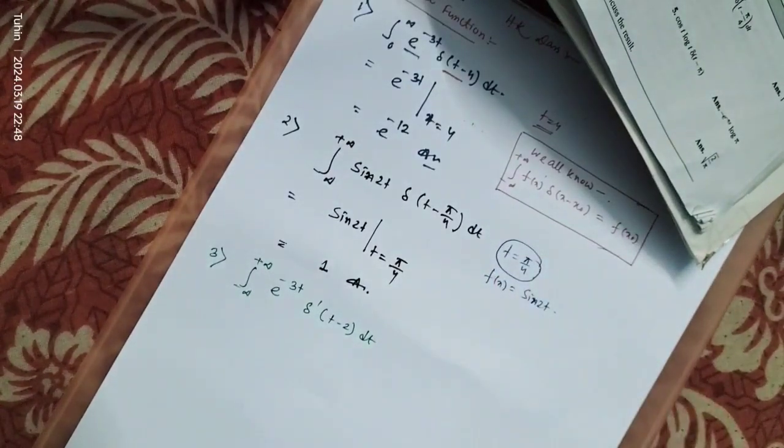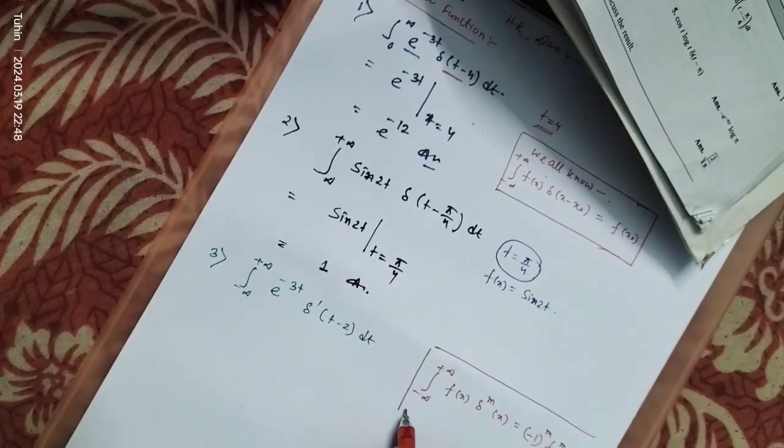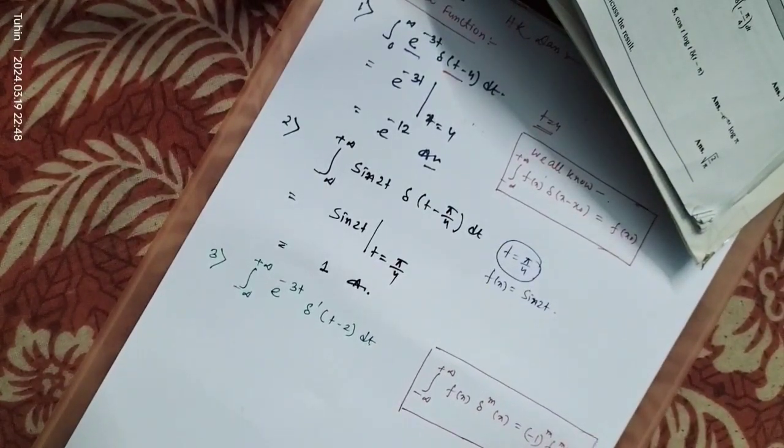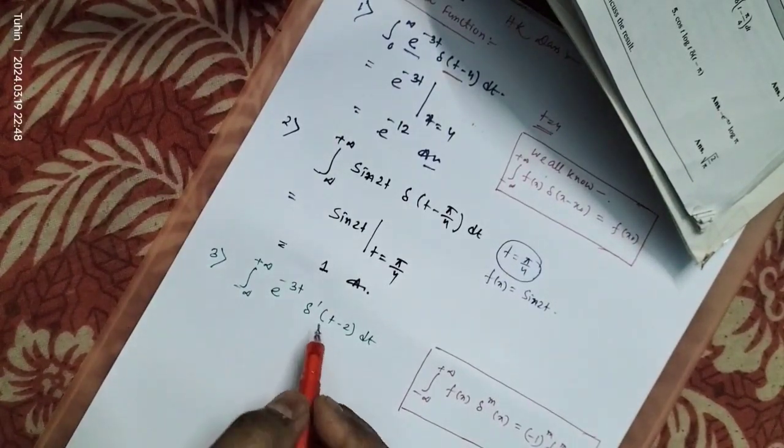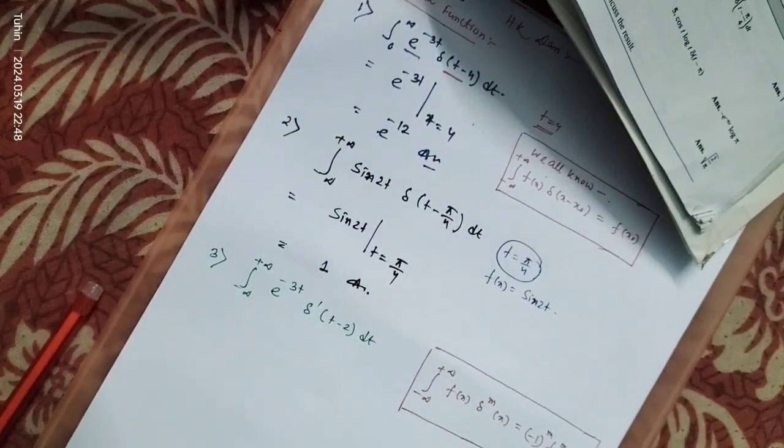But here I can't use the previous formula because of this derivative. Here I am going to use this formula: the integral from minus infinity to plus infinity of f of x delta m of x equals minus 1 whole to the power m into f m of 0. I think you have heard about this. If you compare this with this problem, you can see that here m equal to 1. What will we get?